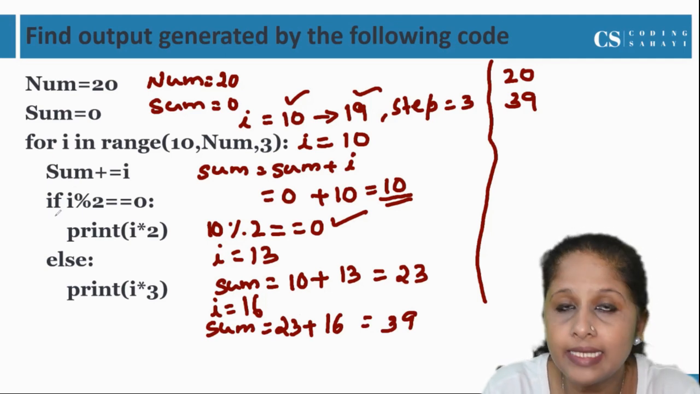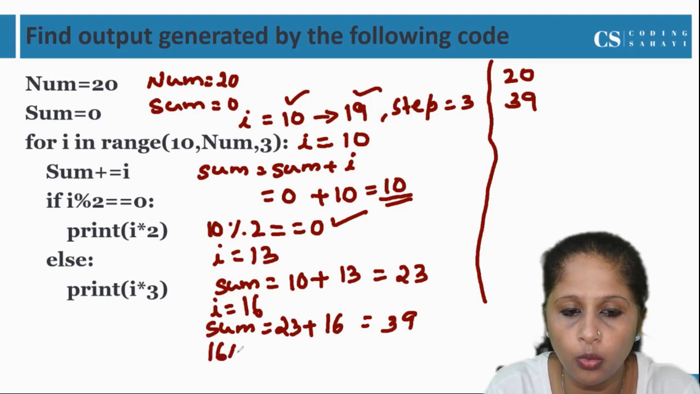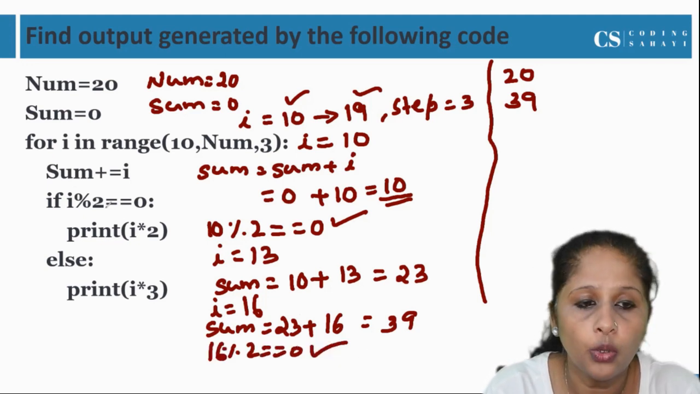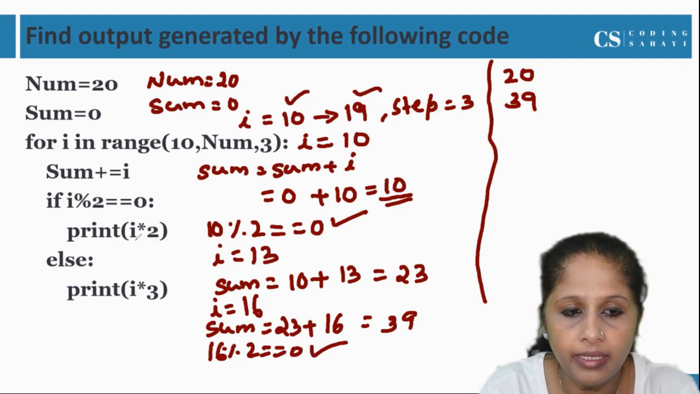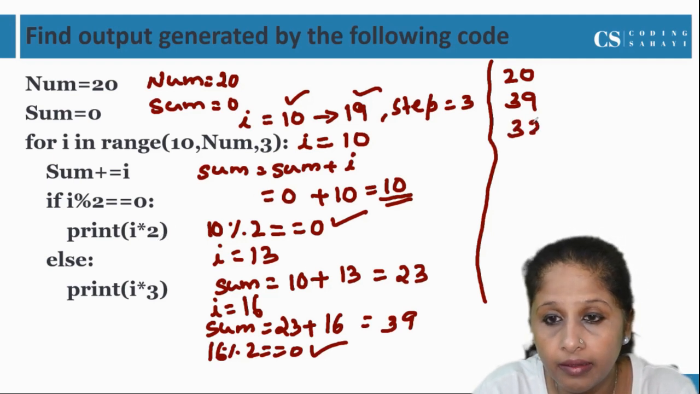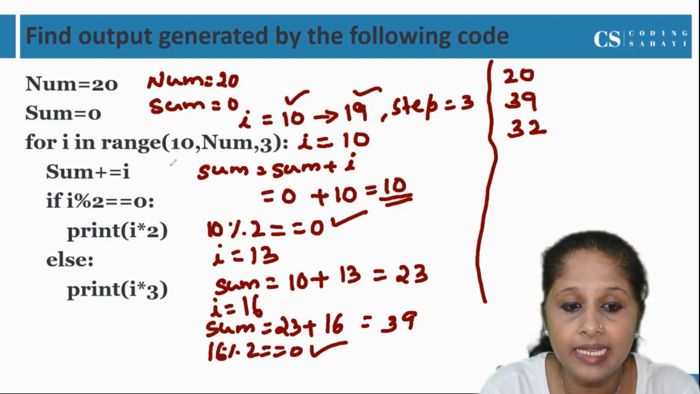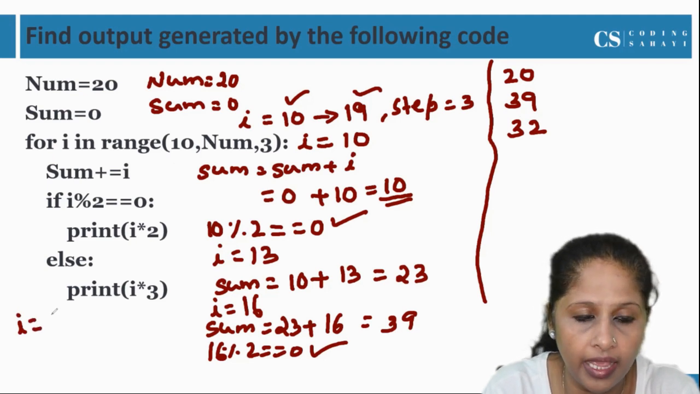Then coming to the next line, if i % 2 == 0, it is 16 % 2 == 0. Is it satisfying? Yes. So if it is satisfying, then print i * 2. That means 16 into 2. So here it prints 32. Okay. Then again going back, i is incrementing by 3. That means now the value of i is 16 plus 3, it is 19.